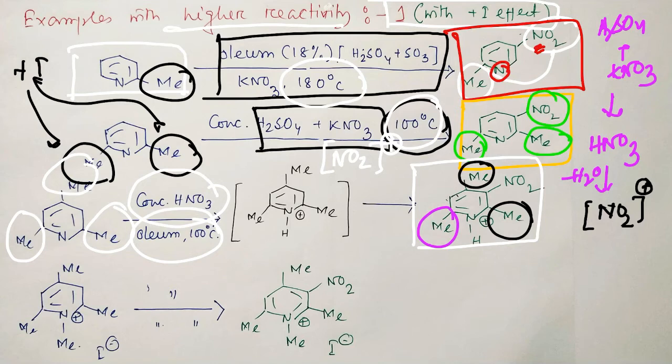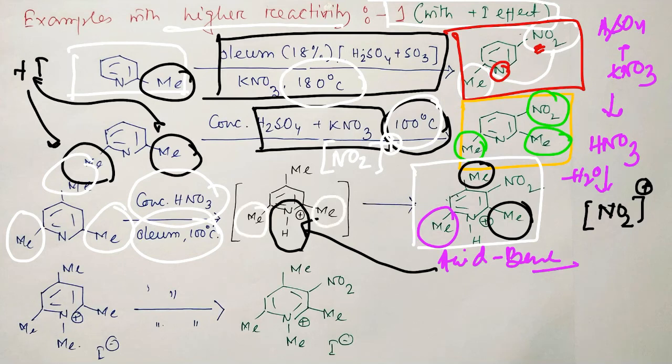By the way, another interesting point: I told you that during nitration reactions, since a very strong acid like sulfuric acid is present in the medium, some acid-base reaction is possible. So that's why you can see this adduct formation, but the deactivation induced by this protonation is counterbalanced by the plus I effect of this 3-methyl group.